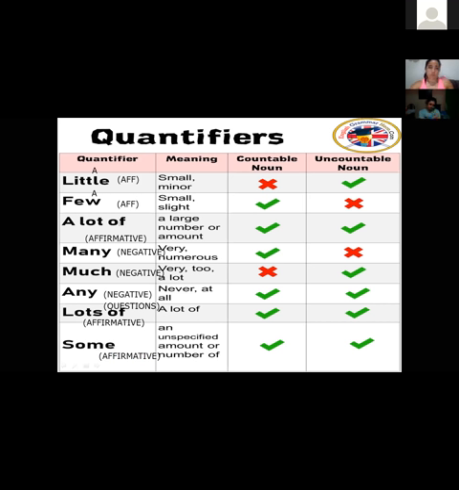Very good. Some, it is used when you are talking about an unspecified amount or number, all right? Then this, the quantity is not specific. And we can use countable nouns, and we can use uncountable nouns with this. For example, I have some friends.